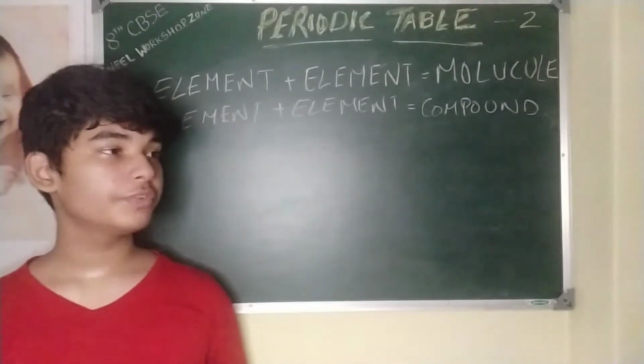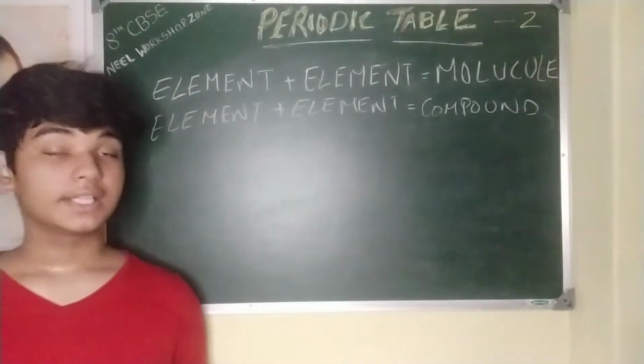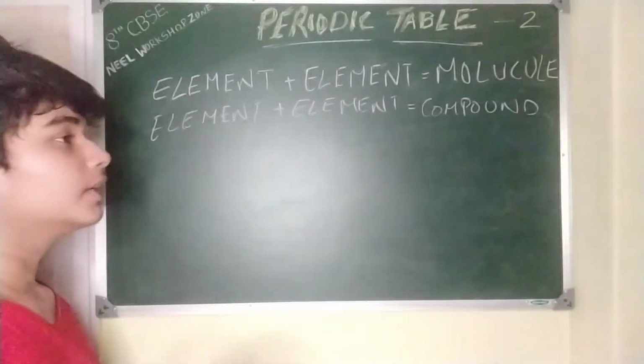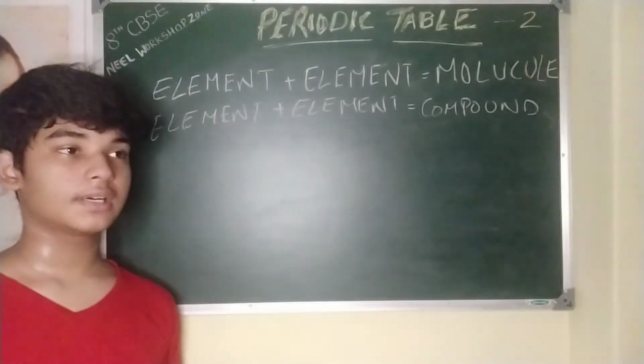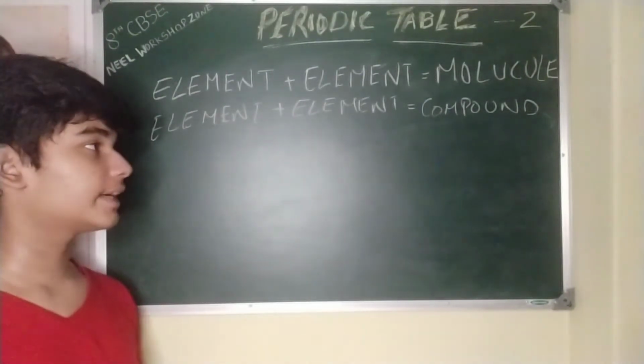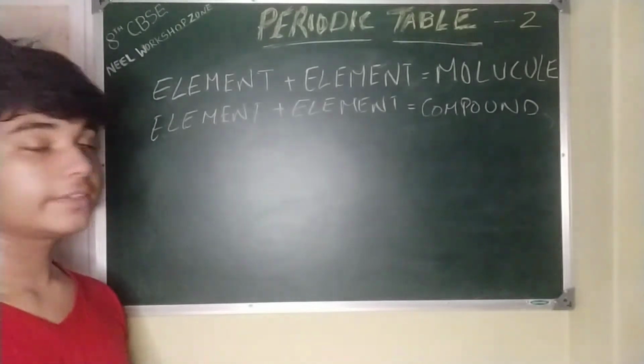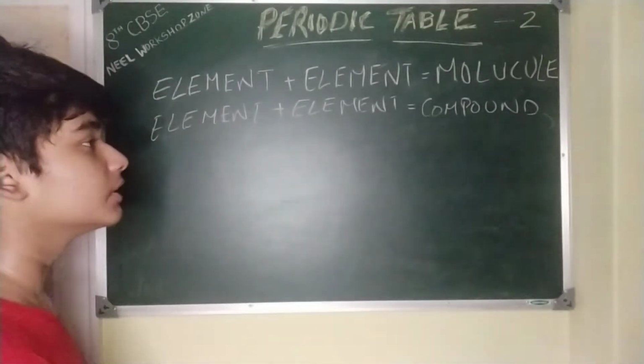In this episode, we're going to be talking about the types of elements in a periodic table. In our previous episode, we talked about atoms, elements, molecules, and compounds. So let's do a little recap.